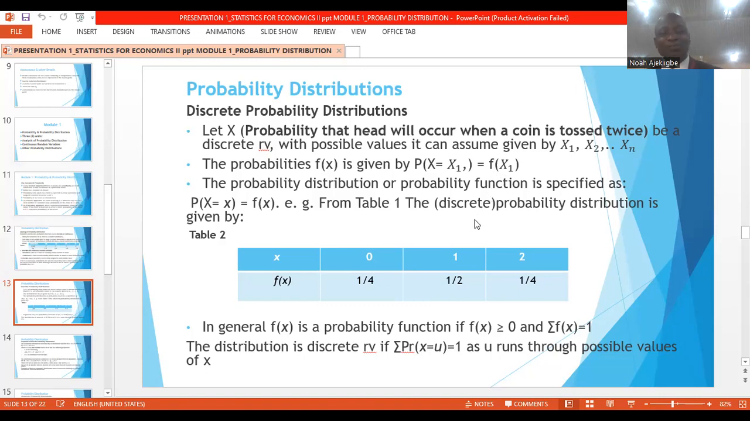Now, coming from that table 1, the discrete probability distribution that is given now, assuming that head does not occur at all.